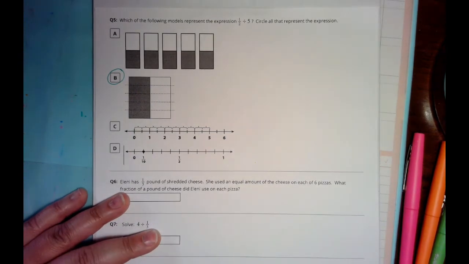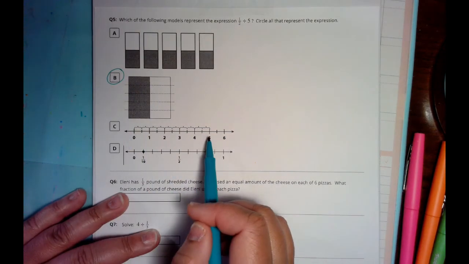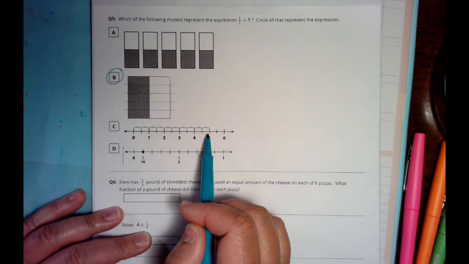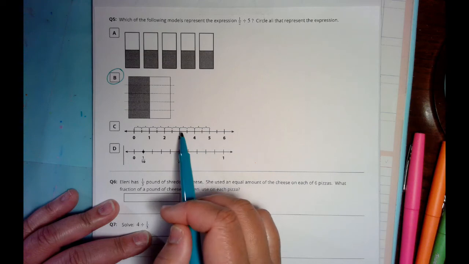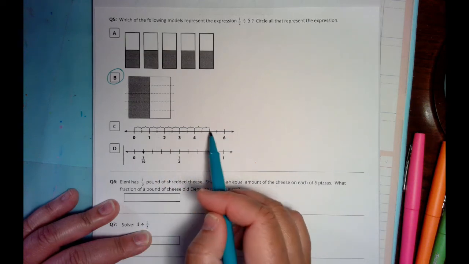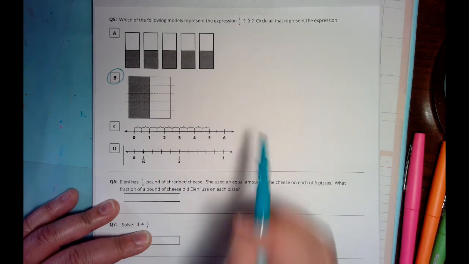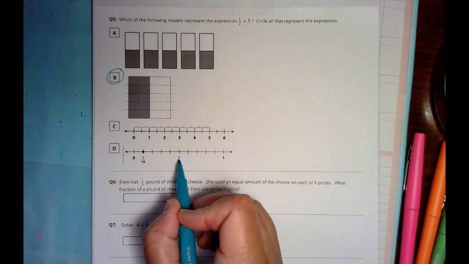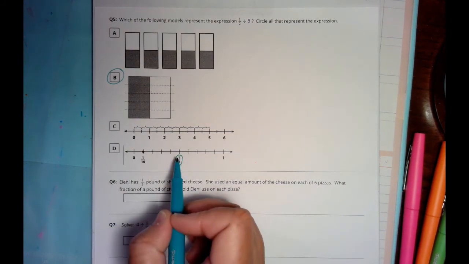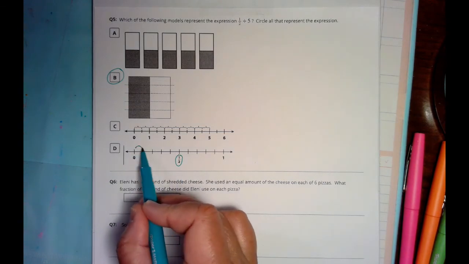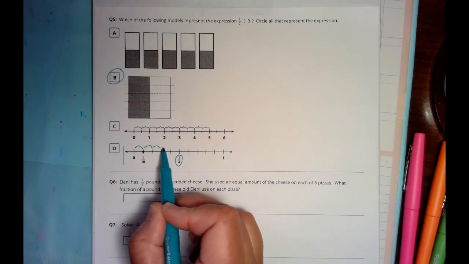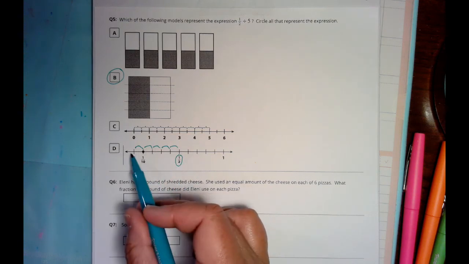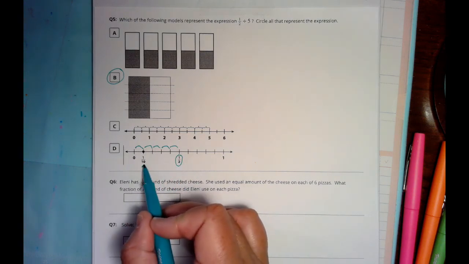Letter C shows 5, and each whole number from 1 to 5 is divided into halves. So this is 5 divided by 1/2, which is not what we're looking for. And the last one shows 1/2 divided into fifths. So here's a fifth: 1/5, 2/5, 3/5, 4/5, 5/5. So 1/2 divided by 5, which is 1/10. So the other answer is D.